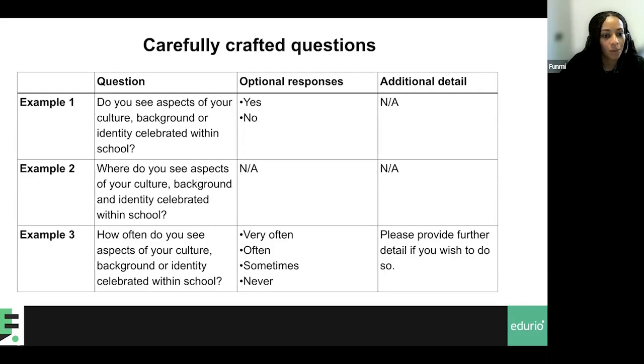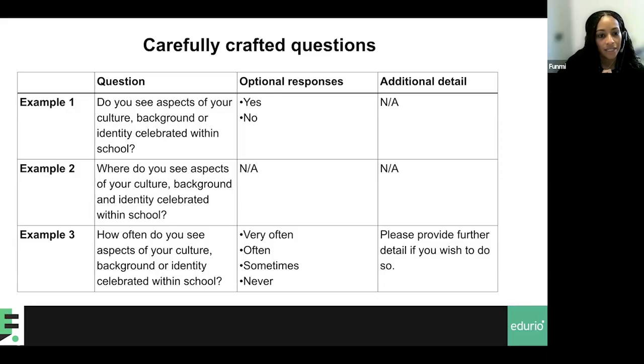And then in example two, we've got, where do you see aspects of your culture, background, and identity celebrated within school? With that "where," you've instantly assumed that respondents do see those aspects celebrated, and that might not be the case. If you're someone answering that survey, the impact that can have on you is really profound because you might think, right, I've got to come up with examples somewhere. My response might be judged if they find out who I am. And so we don't want to subtly encourage respondents to think of examples. You have to be prepared for the fact that some people won't see themselves represented at all, and that's the data that you want to capture so that you can make a change in that area.